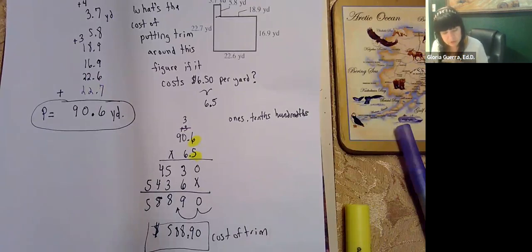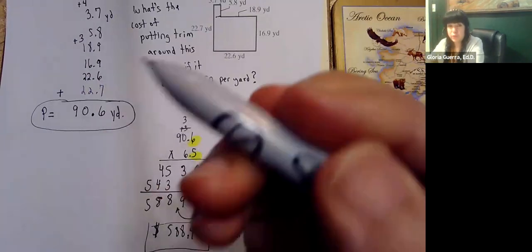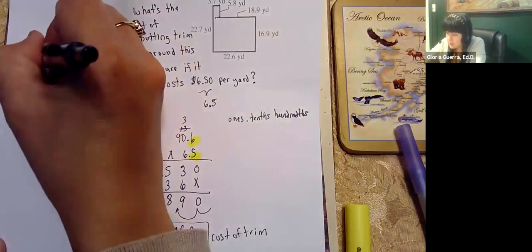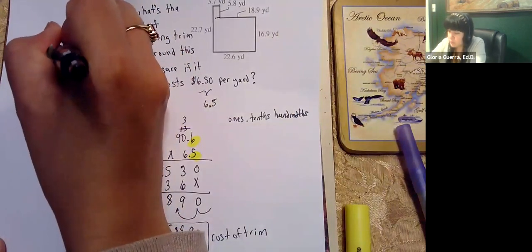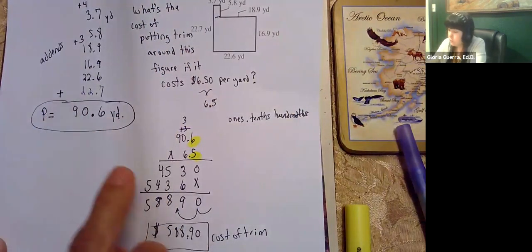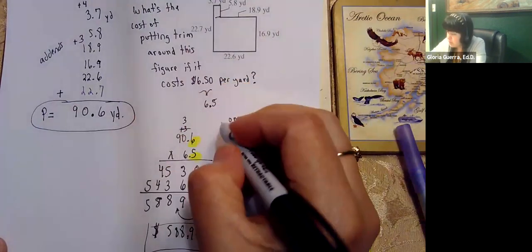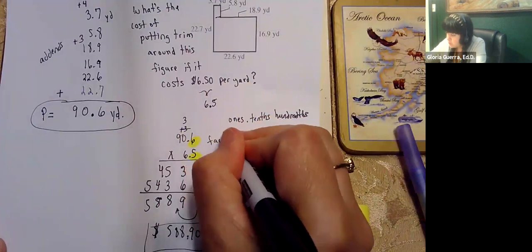Oh, and the other thing I was going to mention is that, just for vocabulary, when we're adding up all these terms, these are called addends. Same, we're adding up all these terms. But over here, we're multiplying these numbers. These are called factors.